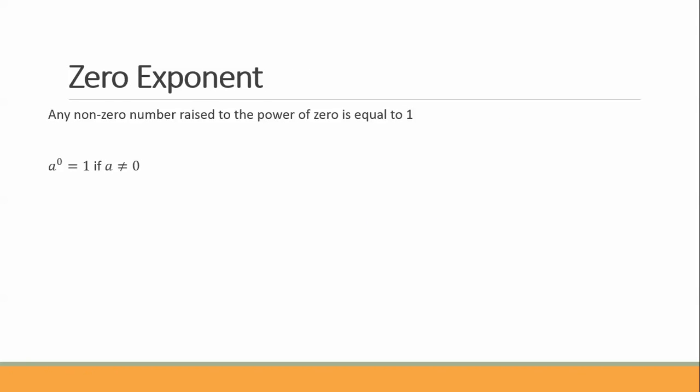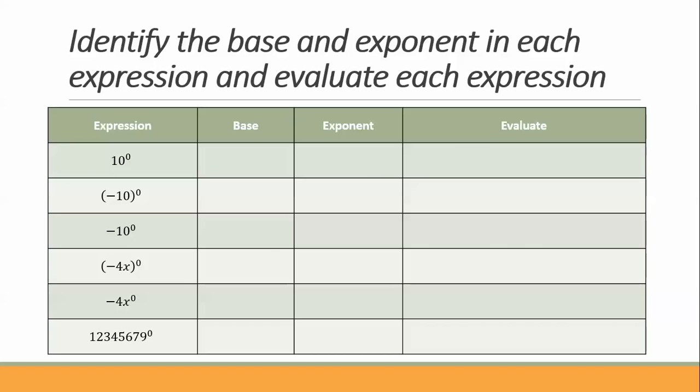Zero exponents. Any non-zero number raised to the power of 0 is equal to 1. So as long as a doesn't equal 0, a to the 0 is equal to 1. So let's try these. We want the base, the exponent, and then evaluate. So this is 10 to the 0 power. So our base is 10. Our exponent is 0. So 10 to the 0, any number to the 0 power is equal to 1.